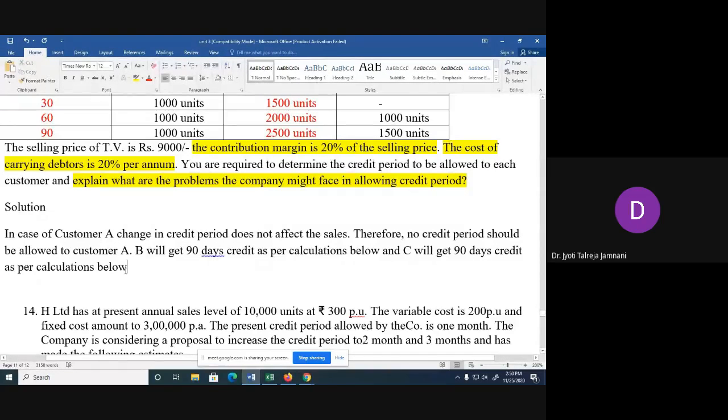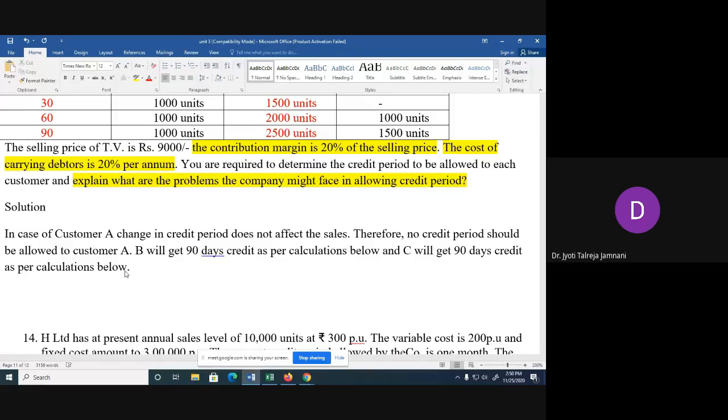Okay, let's take an example. Suppose customer A is Sonam, customer B is Soumya, and customer C is Kirti. So Sonam, Soumya, and Kirti are my 3 customers. I give 0 credit to Sonam. I give 90 days credit to Soumya and 90 days to Kirti. Now Sonam gets to know this from Soumya and Kirti that I am giving them 90 days time to pay.